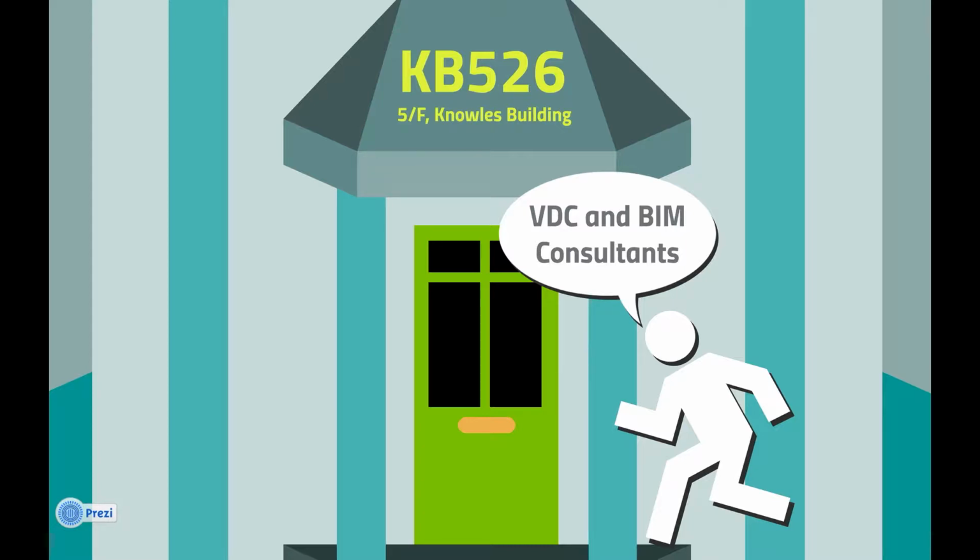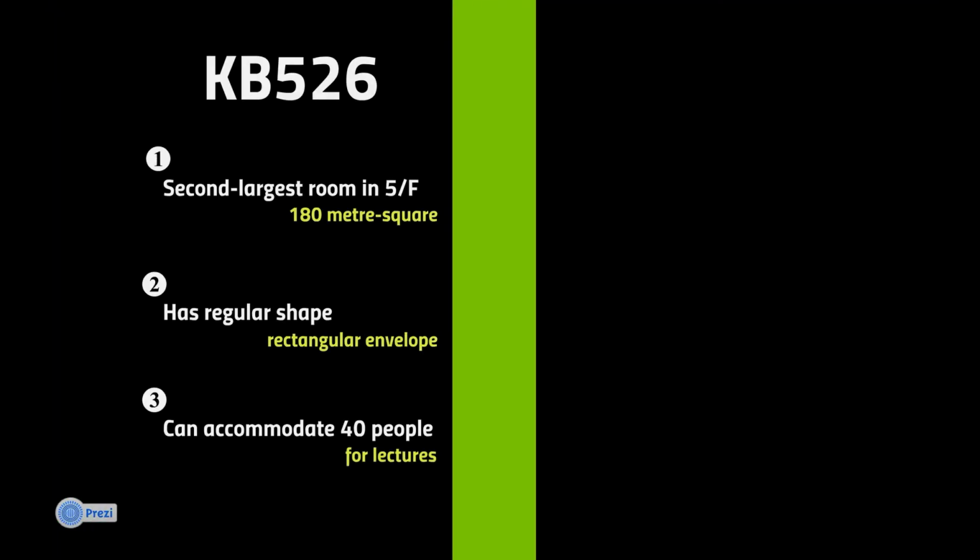The target space for development is KB526, which is on the 5th floor of the Knowles building in the University of Hong Kong. This room currently is the second largest room on the floor with 180 square meters of space, which can accommodate more than 40 people. Like all the other rooms, the enclosing perimeter is rectangular in shape.